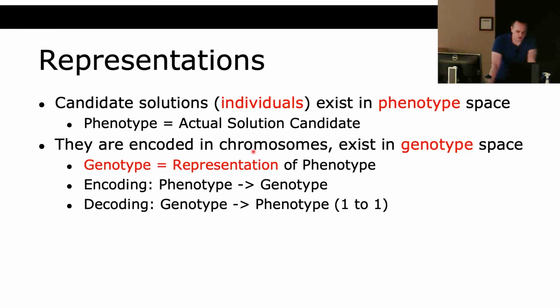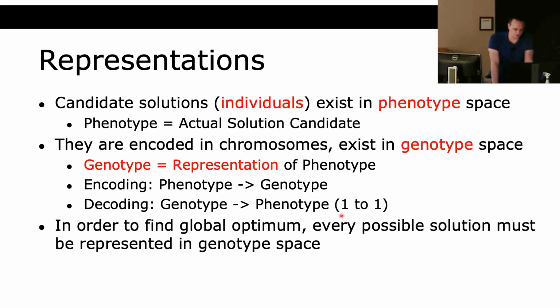So they are encoded in chromosomes and exist in the genotype space. So the genotype is the representation that we will actually be doing the algorithm on. So the algorithm works on the genotype, not the phenotype. So encoding is taking the phenotype and turning it into a genotype. But after we work with the genotypes and cross over and mutate them, we have to turn them back into the phenotype. And so this has to be a one-to-one representation, right? You have to be able to take one, turn it into the other, and then turn it back. So just make sure that that is satisfied when you're choosing your representation.